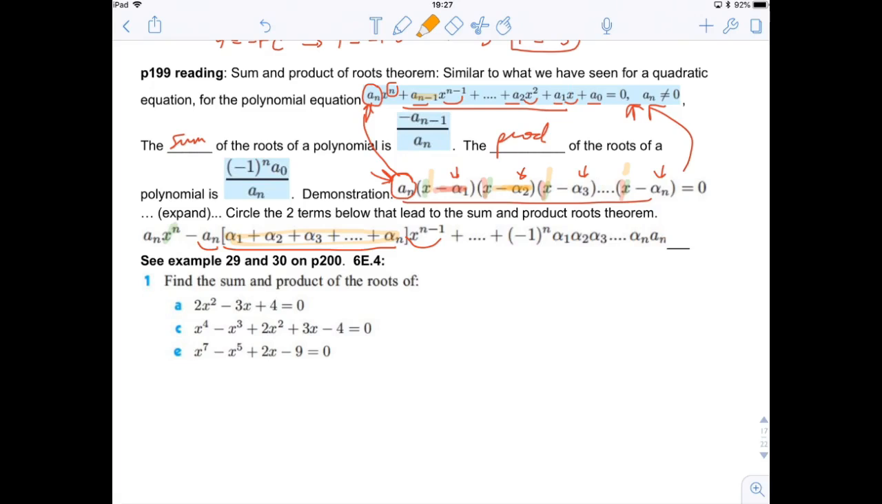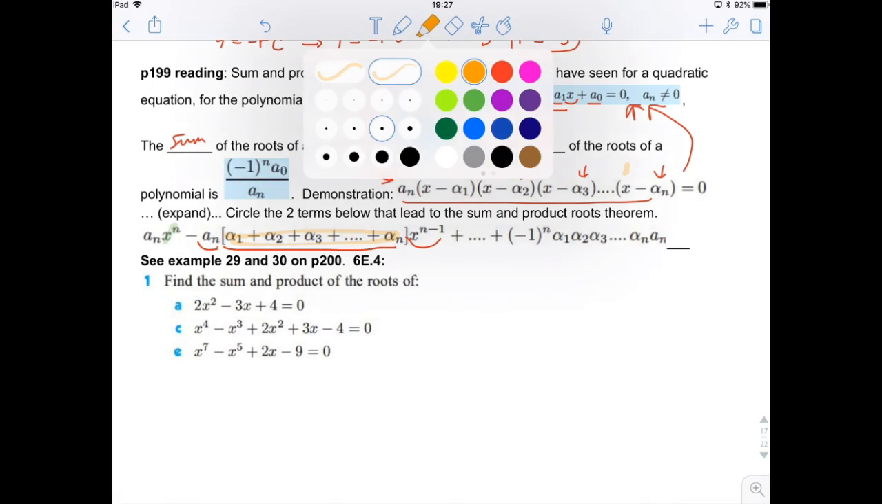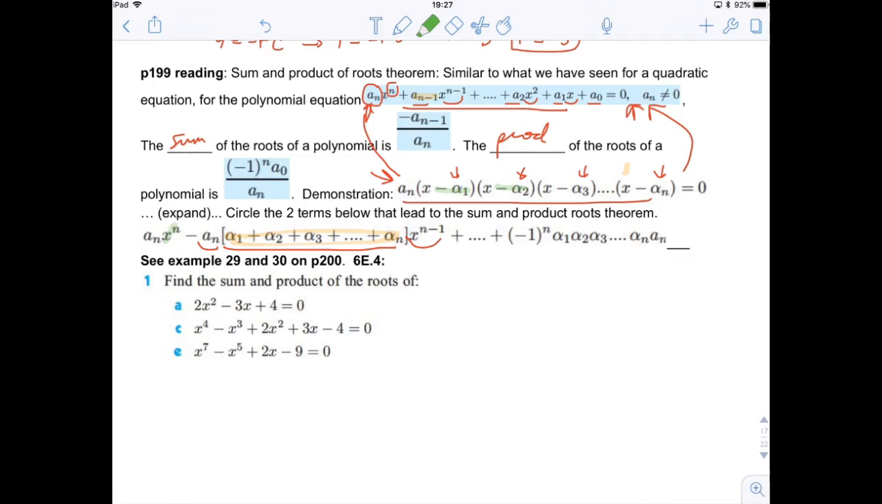And then of course, let me erase all this again. If you choose to multiply together all of the last terms, all of the constant terms, you're going to get this term, which is all the roots multiplied together. And sometimes it's going to be negative and sometimes it's going to be positive. If you have an odd number of roots, it's going to be negative. And if you have an even number of roots, it's going to be positive, right? So that's how you can use the expanded form of the polynomial to figure out what some of the roots are, okay?